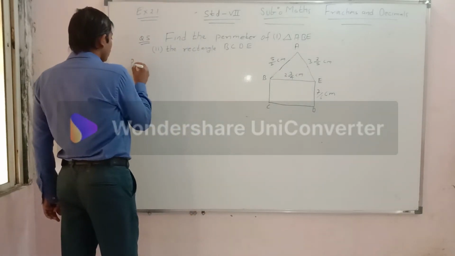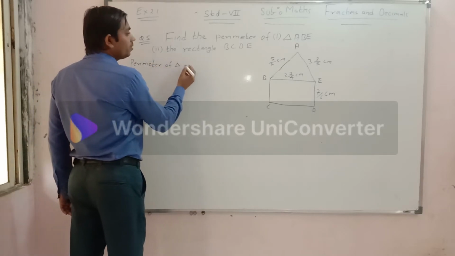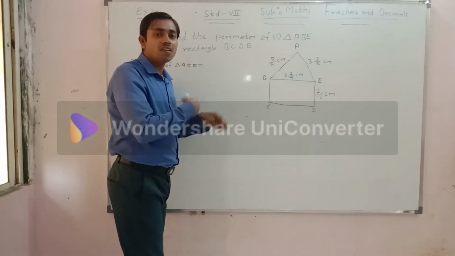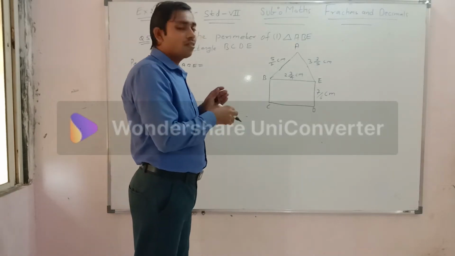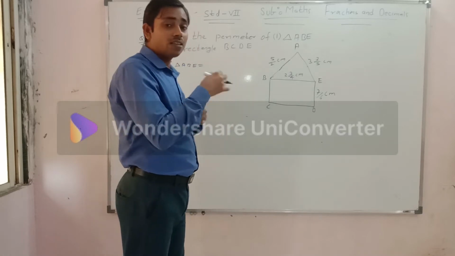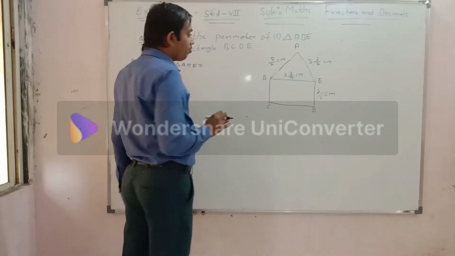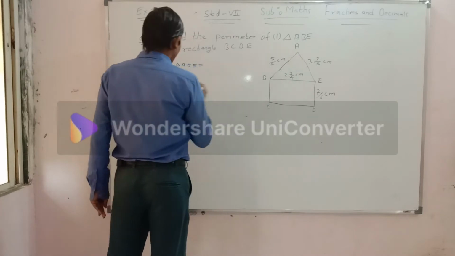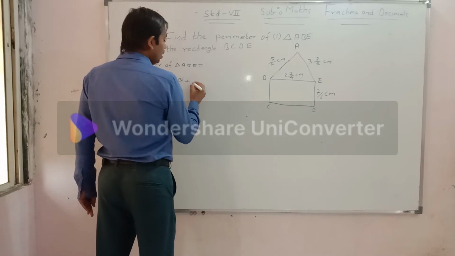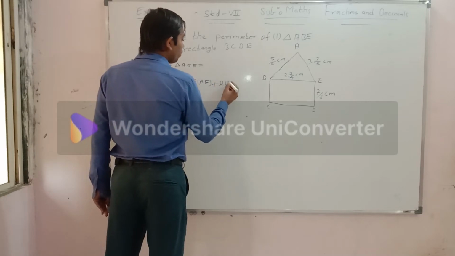So the perimeter of triangle ABE is equal to the sum of all sides. Sum of all sides means what? Side means the length of the sides. Sum of all side lengths. Okay, so now let us see, my dear students. So length of AB plus length of AE plus length of BE.